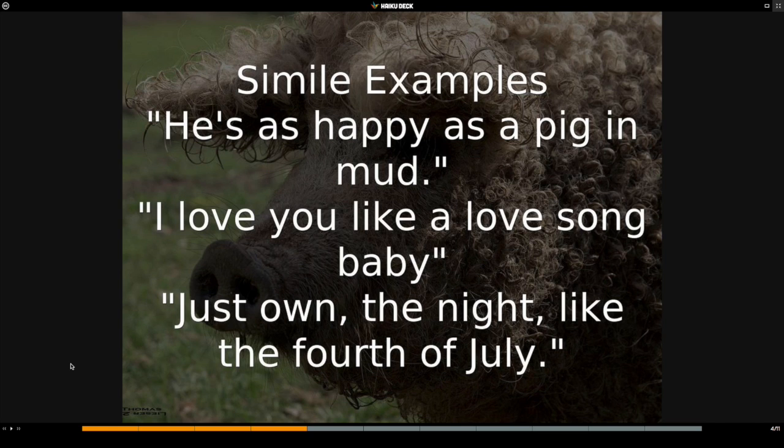In these examples, something literal is being compared to something figurative. The love that this person has for their significant other is like a love song.